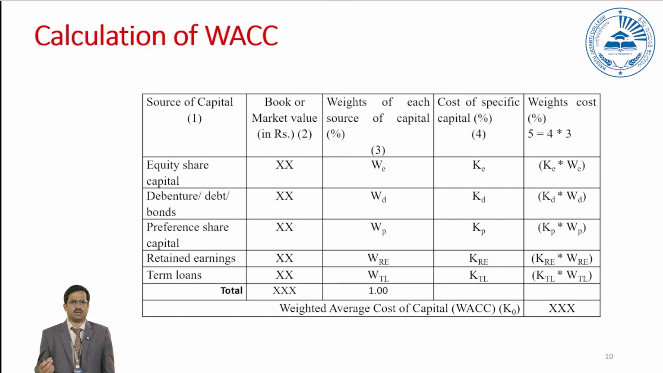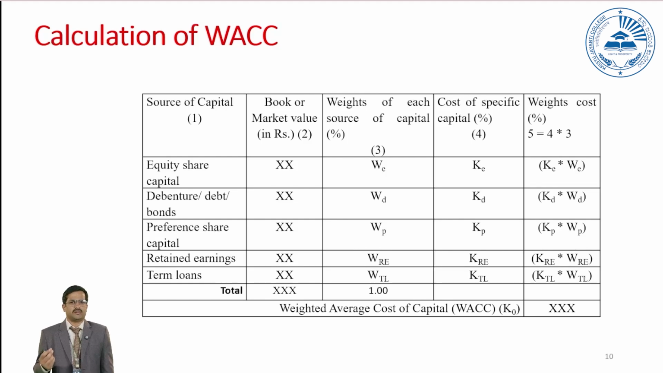Then the last column is the weighted cost, that is, you need to multiply the weight of each source by the cost of that specific capital. Weight of equity multiplied by cost of equity, weight of debentures multiplied by cost of debentures, and so on, and you will get the weighted cost. Then add all the weighted costs and you will get the weighted average cost of capital, or we can call it the overall cost of capital.